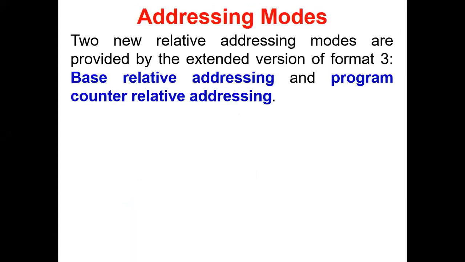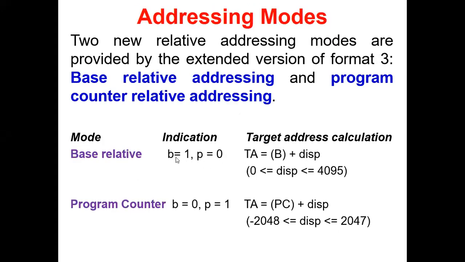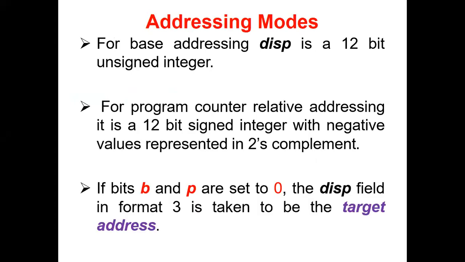Okay. Then we said that when you come to calculating the target address, that is when we use bits B and P. We said that when B is a 1 and P is a 0, you note those bits, B means base. So when B is a 1 and P is a 0, you take what is in register B, and then you add the displacement, okay? And when P is a 1 and B is a 0, we take what is in the program counter, and then we add the displacement. That takes us to the target address, okay?